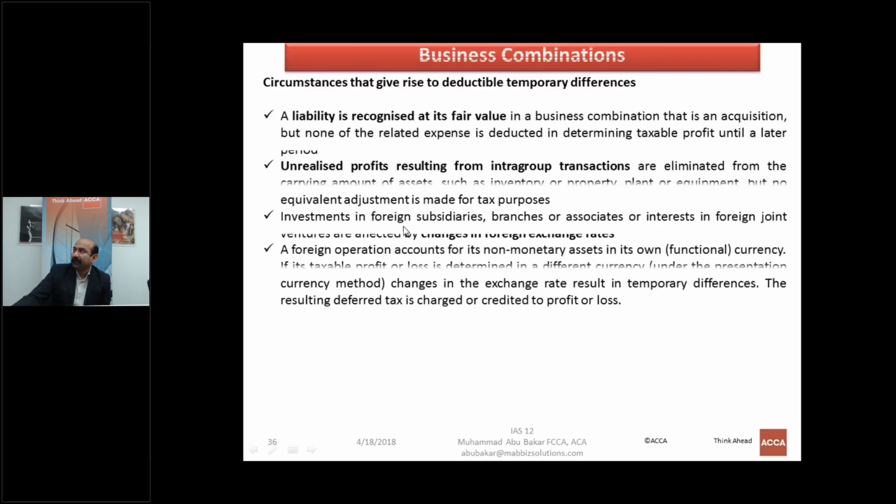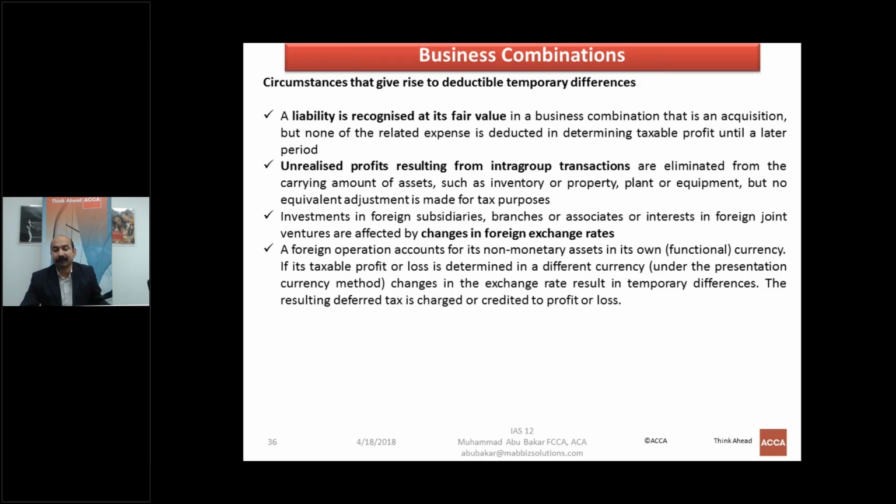Circumstances that give rise to deductible temporary difference. A liability is recognized at its fair value in a business combination that is an acquisition, but none of the related expenses are deducted in determining taxable profit until a later period. Unrealized profits resulting from intragroup transactions are eliminated from the carrying amount of assets, such as inventory or property, plant or equipment, but no equivalent adjustment is made for tax purpose.